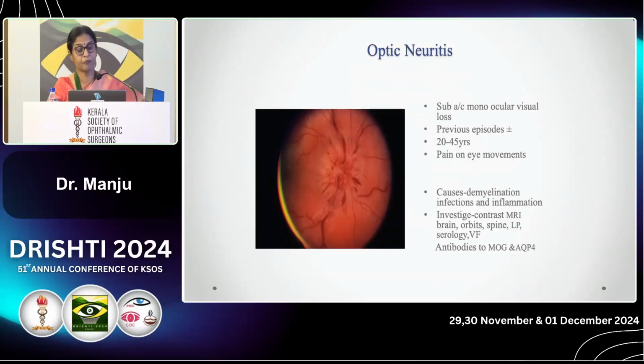Now, a typical optic neuritis presents as a subacute monocular visual loss. A typical case usually is seen between 20 and 45 years. Characteristically, the patient complains of pain on ocular movements. The findings are similar to papilledema, but the disc edema is less marked than what you see in papilledema. Main causes are demyelination, others are infection and inflammation. You have to do the relevant investigations to find out the cause of optic neuritis.